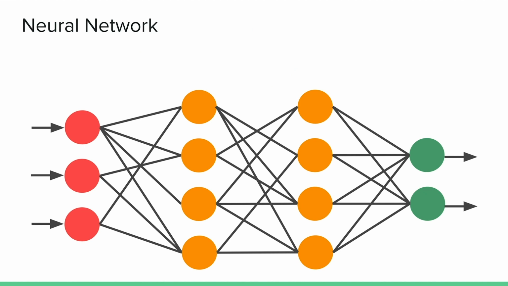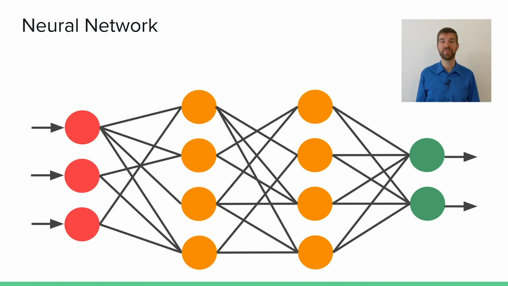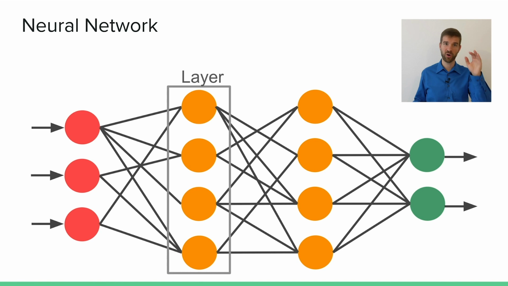So, I've already thrown this term around a bit, but let's make it a bit more formal. A neural network consists of several neurons that are connected to each other, and if they are arranged in a certain way, we call this a feed-forward neural network. In this case, we have multiple parts of our neural network, and all neurons that share the same inputs and outputs we call a layer.